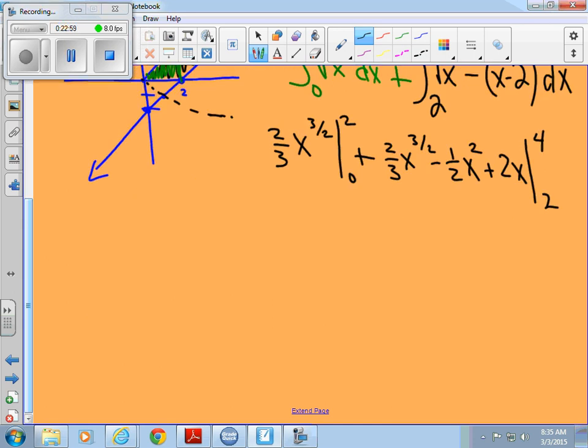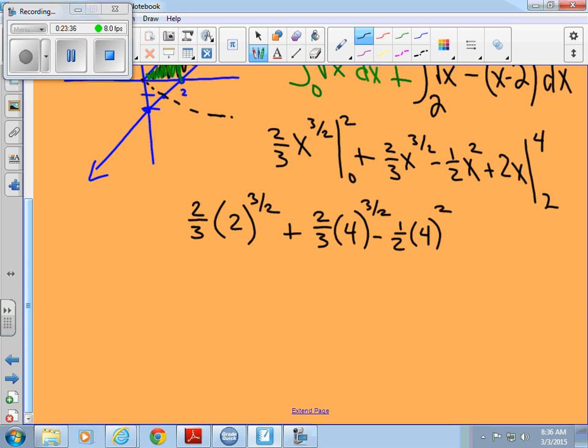Remember, if this is some kind of open response question, you can't leave your answers in unsimplified form. You do have to plug in the numbers, but you can't leave your answers in unsimplified form. So I'm going to plug in 2. So I get 2 thirds times 2 to the 3 halves minus 0. Talk about that in a second. Plus, I'm going to plug in 4. Then I'm going to plug in 2.